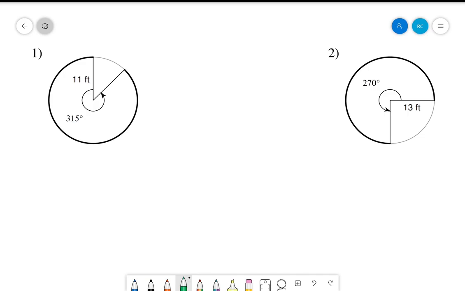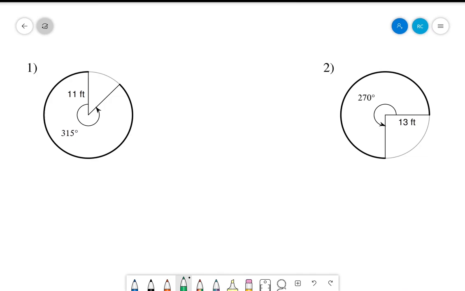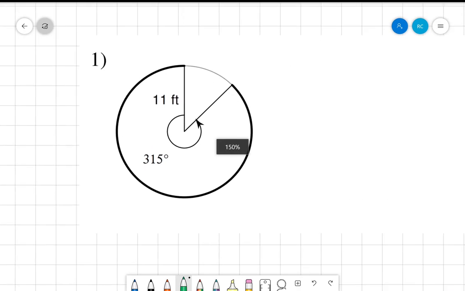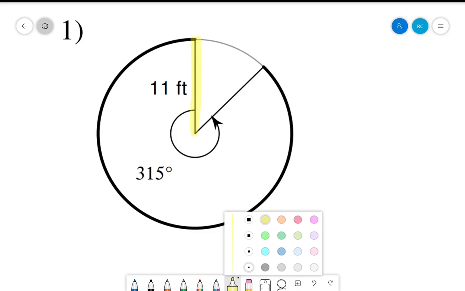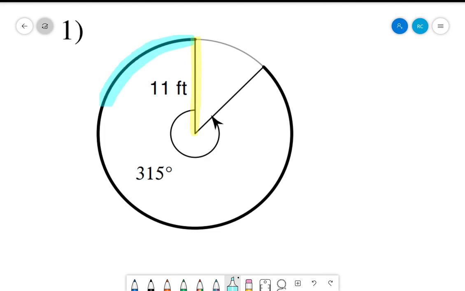Okay, here we have two arcs and we want to find the length of each arc. Okay, so in problem number 1, we have a circle that has a radius of 11 feet. And we are looking for the length of this large arc all the way around, which has an internal measure of 315 degrees.